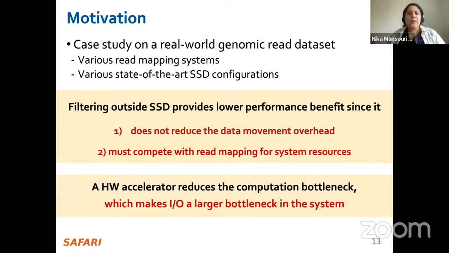We also observed that a hardware accelerator based on state-of-the-art hardware read mapping accelerators proposed in the literature reduces the computation bottleneck, which further makes I/O an even larger bottleneck in the system. So basically, this means that in-storage filtering can provide a lot of benefits for read mapping, and that benefit would increase because a lot of works have previously focused on various overheads in other parts of the system, so relatively, the impact of I/O is now increasing.